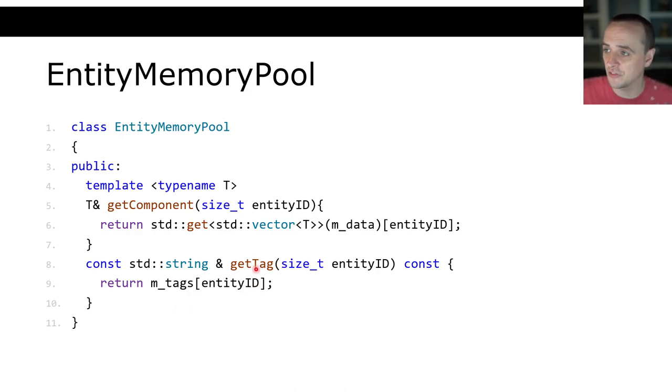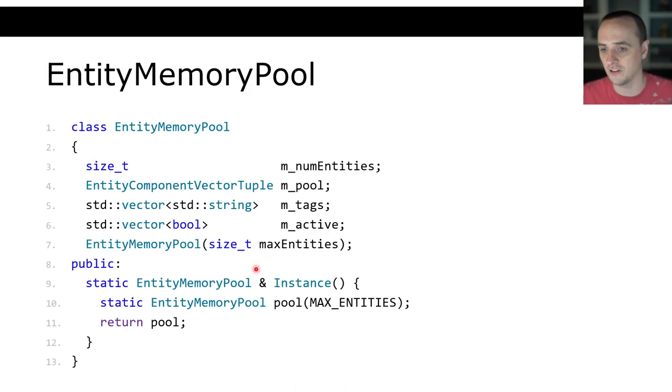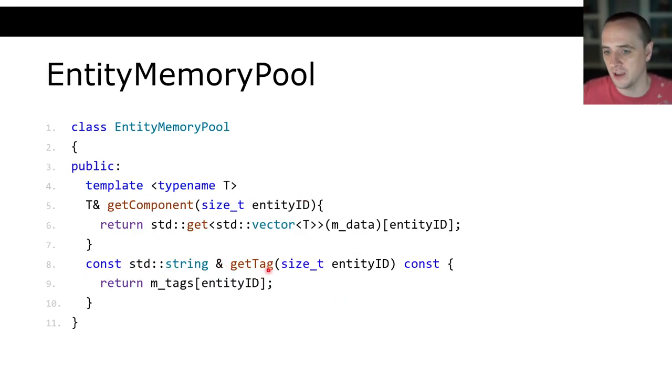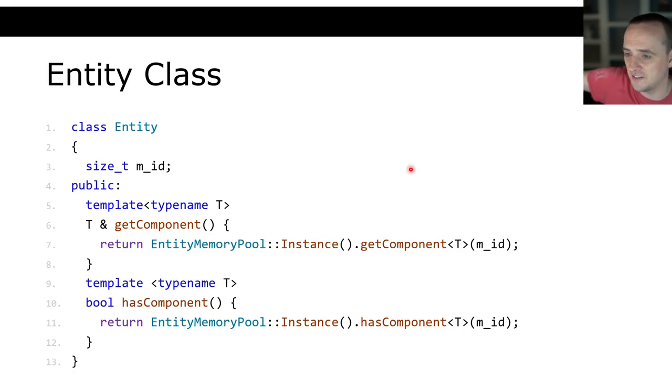Similarly, if I wanted to get the tag for a given entity, well, that one's a lot easier because I just have a vector of strings, which are the tags. And down here, I would just say, okay, well, I look up the tags by the entity ID. Then over in the entity class, right? The entity class literally just stores an ID now, but it still has the same functions. So it still has get component, it still has add component, it still has remove component. And so even though we have dramatically changed how everything is stored under the hood, we don't need to change how we use entities, because how we use entities is exactly the same. The interface to that hasn't changed.